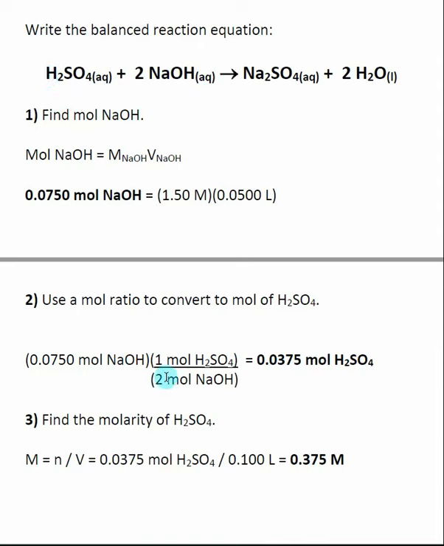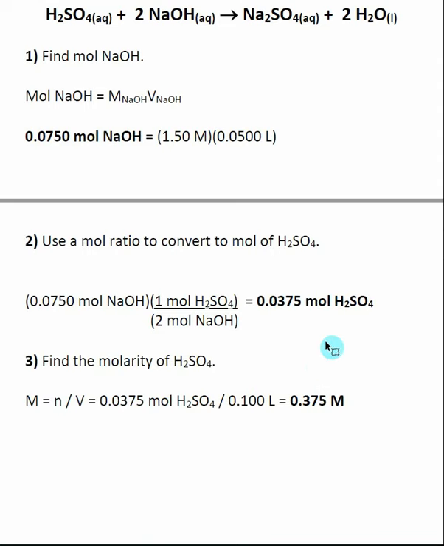So I do this mole conversion. Remember, the moles of NaOH cancel. That'll give us the moles of H2SO4. So this calculation tells us how many moles of H2SO4 was inside of that original sample. So we get that it was 0.0375 moles of H2SO4. And in the final step, remember, we're not interested in moles, we're interested in concentration.